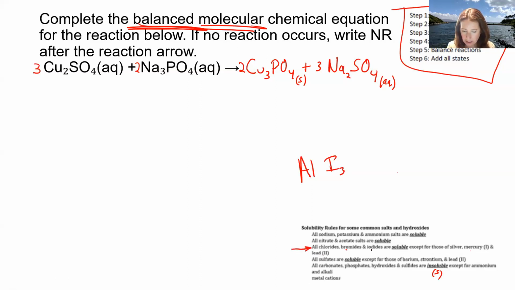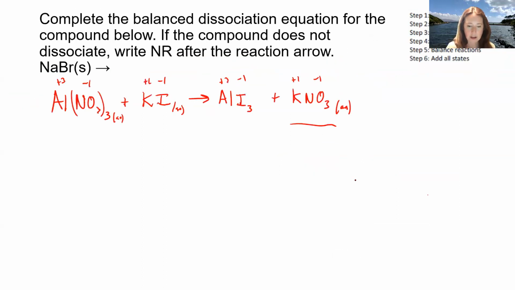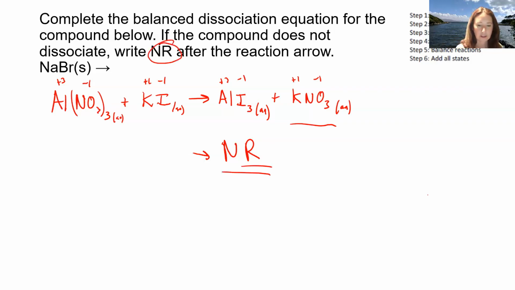All chlorides, bromides, and iodides are soluble except silver, mercury, and lead. This is not an exception. This is an aq. Because this is an aq, the answer is no reaction. So the answer is NR for this one. So that would be our answer, NR. Again, that solubility table is really going to help us with that.